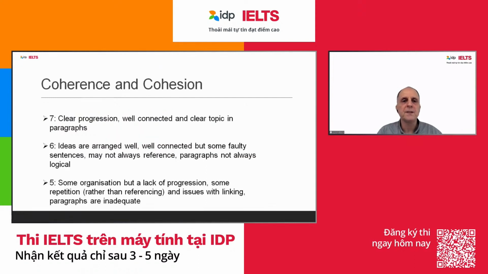Okay, some of the cohesion and coherence again, or vice versa, very similar to task 1. You still need clear progression. The ideas have got to be arranged well, and organization for that. Okay, lots of repetition instead of using referencing words. So be careful about those. Once again, organization: when we talk about organization, make sure that paragraphs are clear, and make sure that they are separated as well.